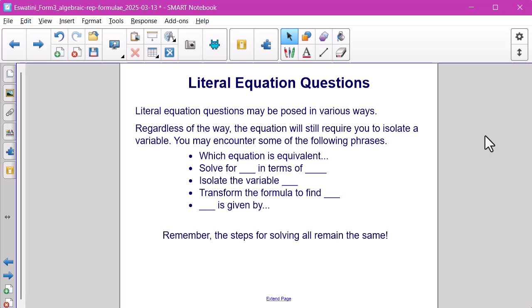Regardless of the way, the equation will still require you to isolate a variable. You may encounter some of the following phrases. Which equation is equivalent? Solve for blank in terms of blank. Isolate the variable, whatever that variable is. Transform the formula to find whatever the desired variable is. Blank is given by whatever scenario you encounter. Remember, the steps for solving all remain the same.